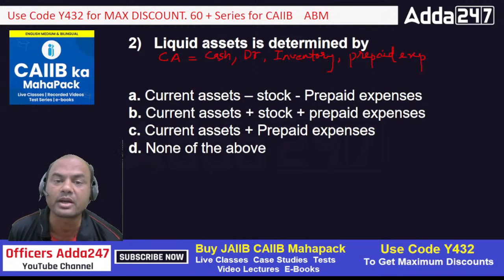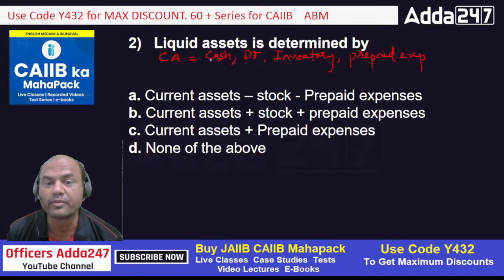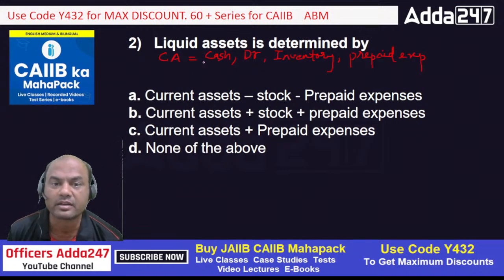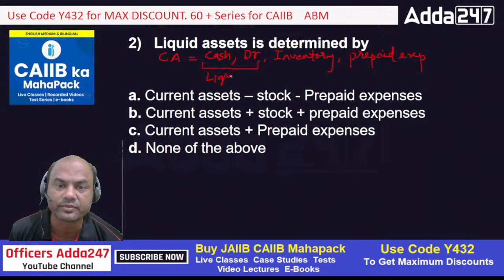So what is part of liquid assets then? Type in the comment section, out of these 4, what do we have in liquid assets? Correct. It is only cash and debtors. So these 2 form a part of liquid assets.